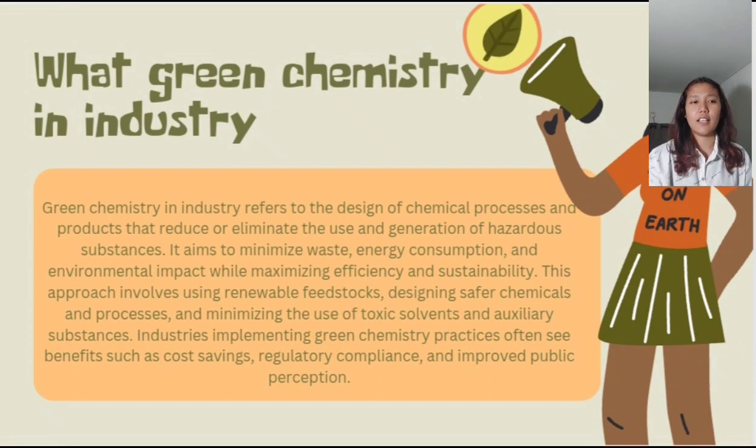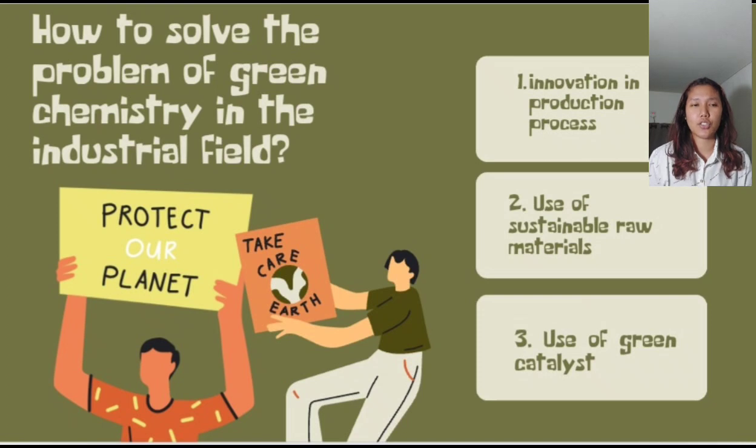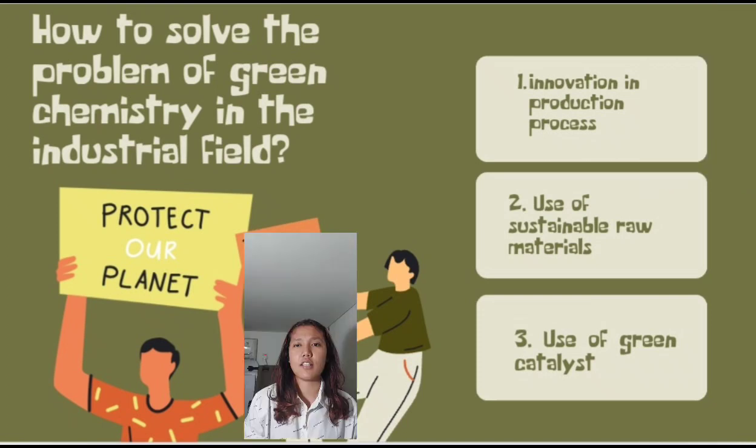In the next slide is how to solve the problem of green chemistry in the industrial field. Okay. Use of sustainable raw materials, replacing conventional raw materials with renewable or recycled raw materials to reduce environmental impact. And the last is use of green catalysts, applying non-toxic and reusable catalysts to improve chemical process efficiency and reduce waste.